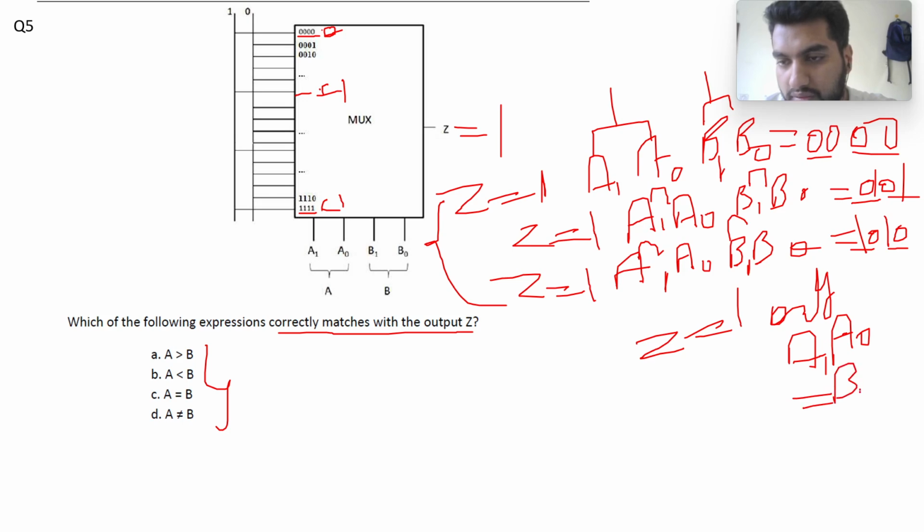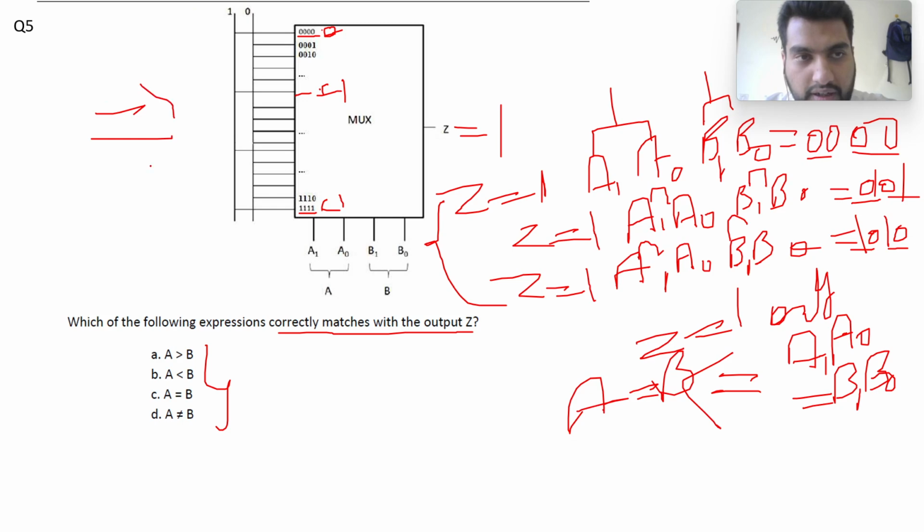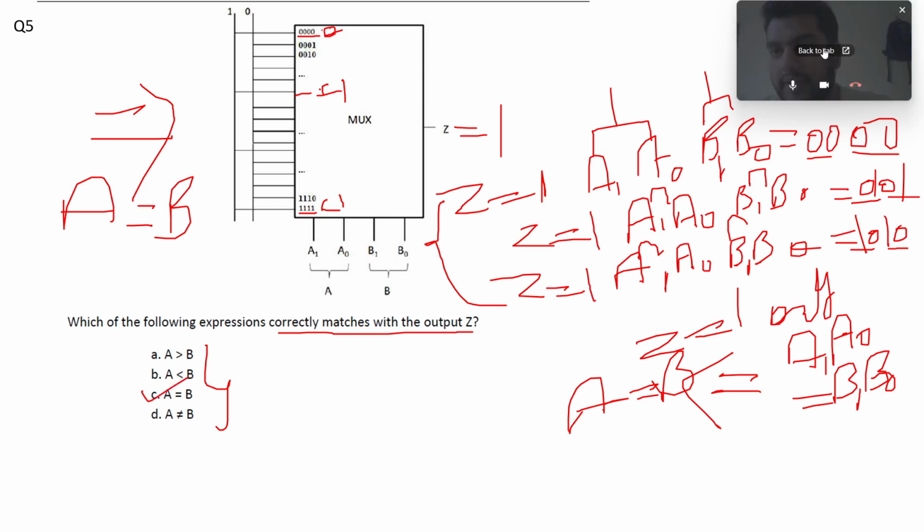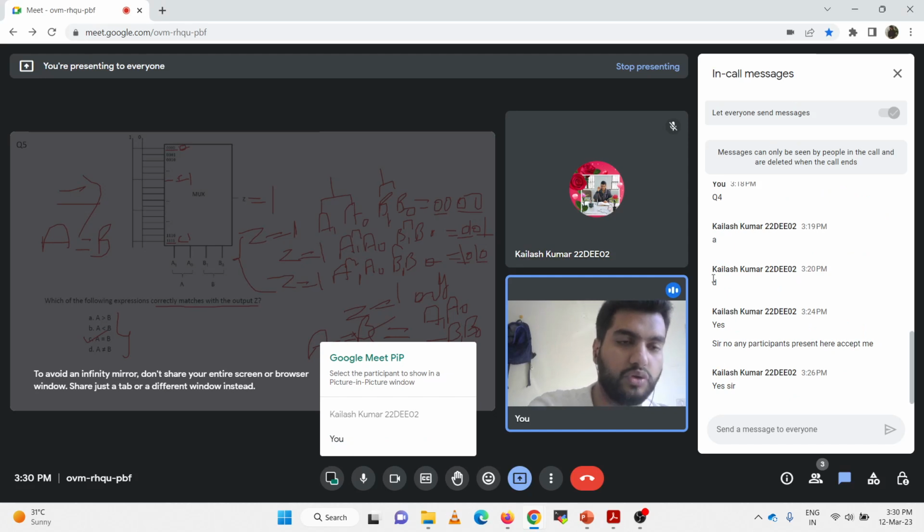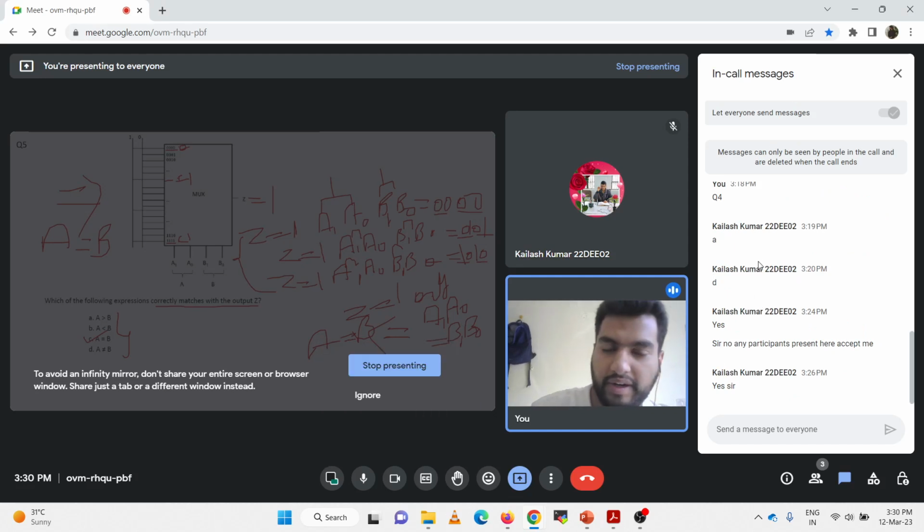So what does that mean? That means a is equal to b. So this circuit represents a equal to b as its output. So we will mark option C as our correct answer. So did you get it? Were you able to get this question?